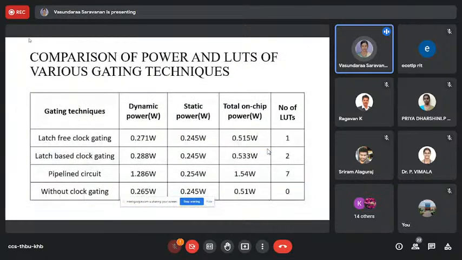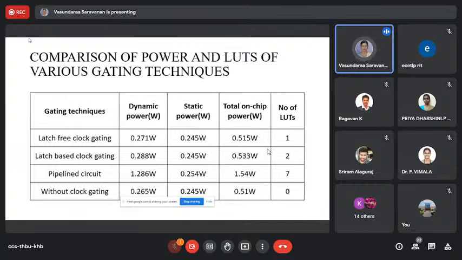Now let us see the comparison of power and lookup tables of various gating techniques. Latch-free clock gating has dynamic power 0.271 watt and static power is 0.245 watt, and total on-chip power we obtained is 0.515 watt. And we used one lookup table.